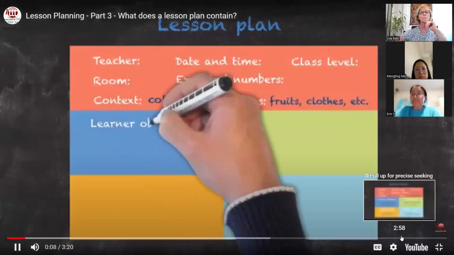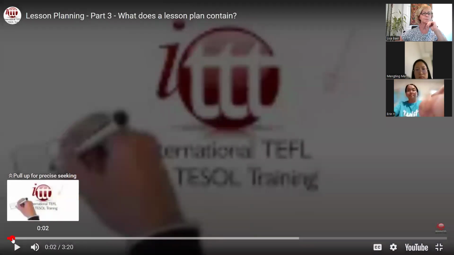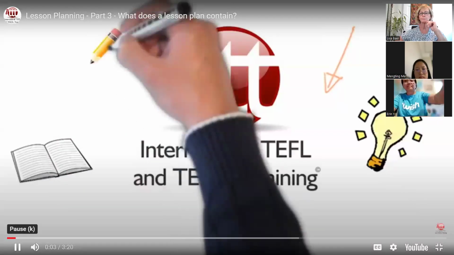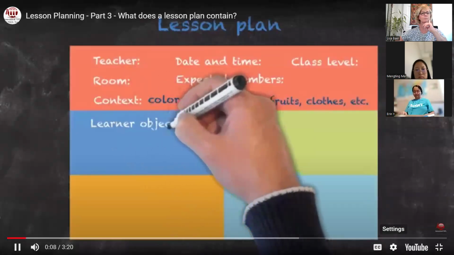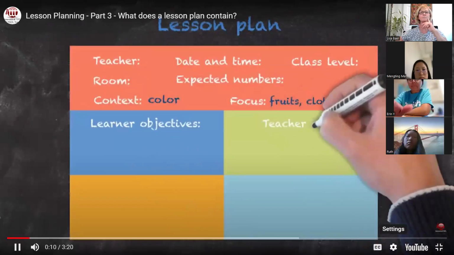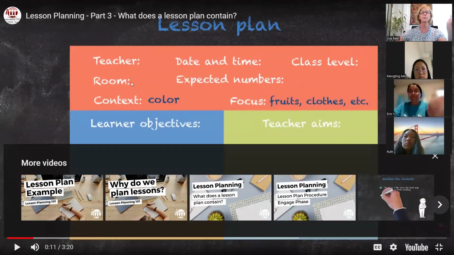Then we have a set of objectives and aims. Here, the learner objective. Always starting from there. So you've got the teacher, who is you, of course, date and time, class level, the room you're in, expected numbers of students, and then the context. Here, you're going to teach the colors, fruits, clothing, etc.